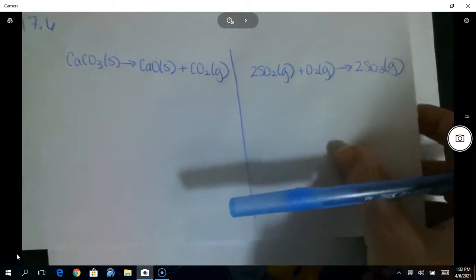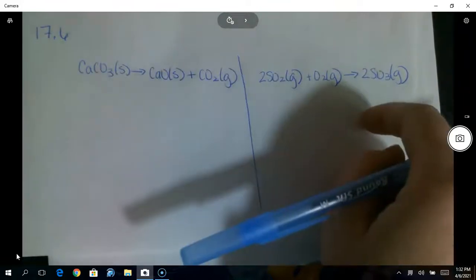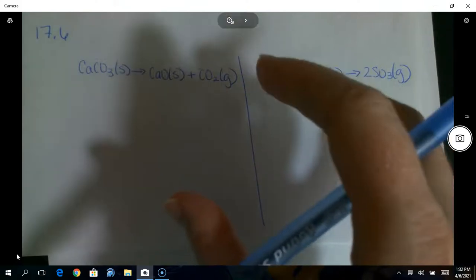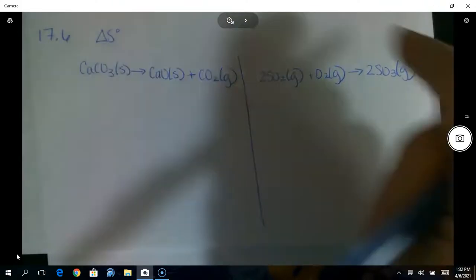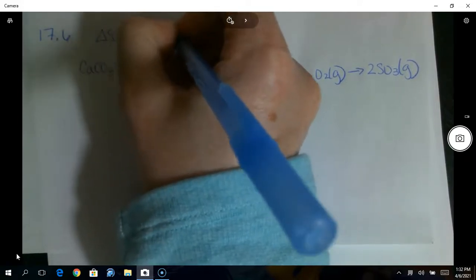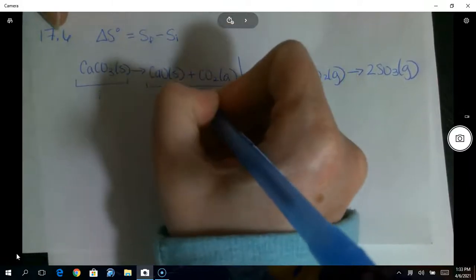All right, so for this one, 17.6, we've got two statements and we're making predictions for each one. Do we think that the standard change in entropy is going to be positive or negative for each one? I want to remind you that this is going to be entropy final minus entropy initial. If we look at this, here's our initial versus our final.